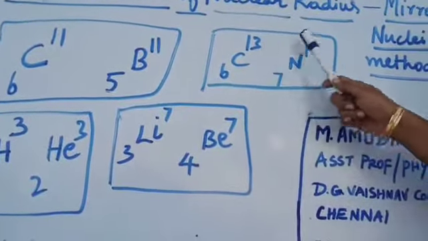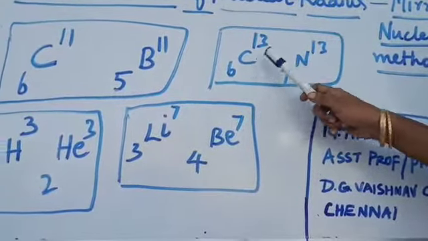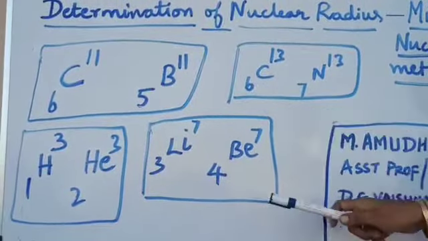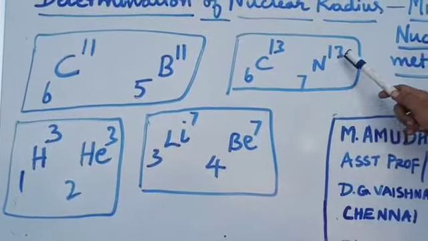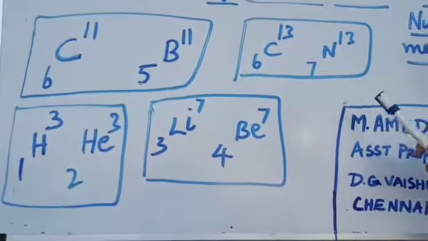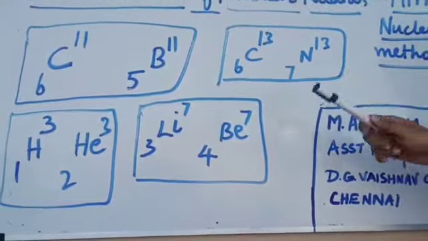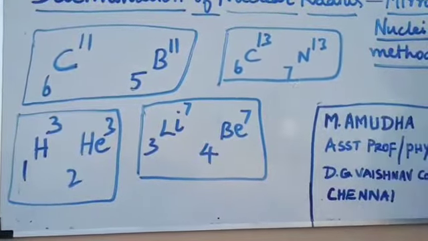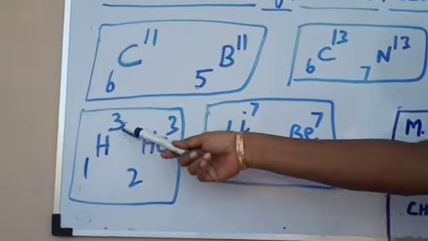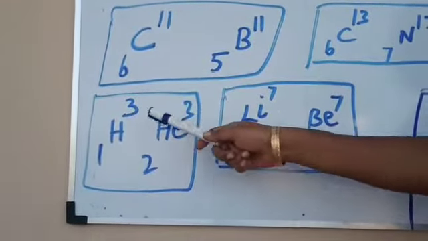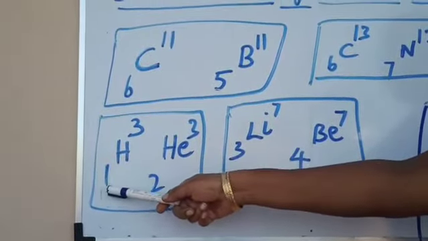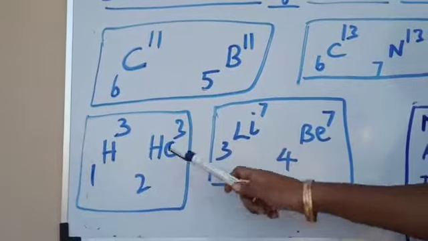Here also you can see the number of nucleons for carbon and nitrogen is 13, and the number of protons for carbon is 6. So 13 minus 7, the number of neutrons for nitrogen, is also 6. If the proton and neutron numbers are interchanged for these two nuclei, we call them mirror nuclei. Similarly, for hydrogen and helium, the number of nucleons is 3, the same for both. The number of protons for hydrogen is 1, which is equal to the number of neutrons of helium.